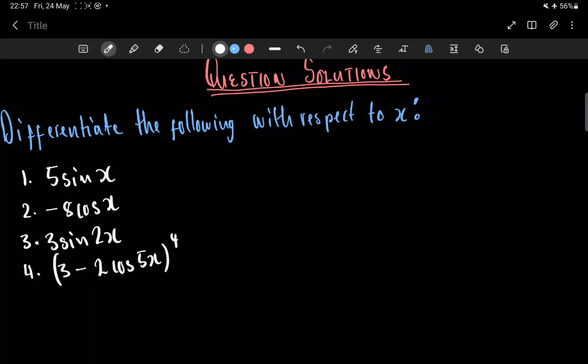Okie dokie. Let's go through these questions as fast as we can. I know we can do it in no time. Okay. Saying differentiate the following with respect to x. So in other words, they want d dx, the derivative with respect to x. Let's go for it.